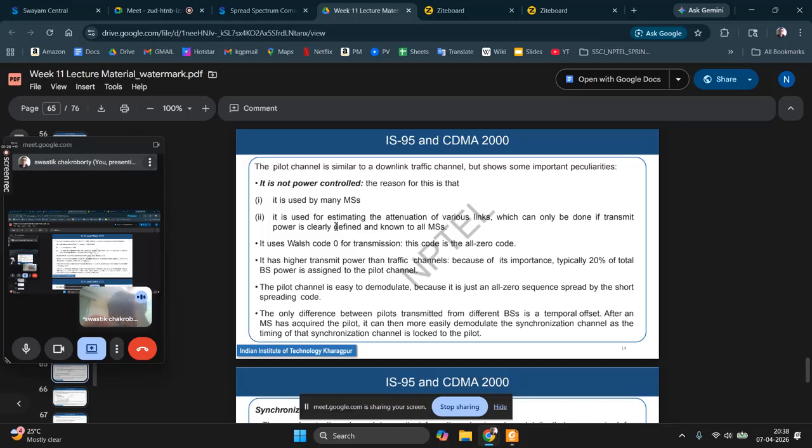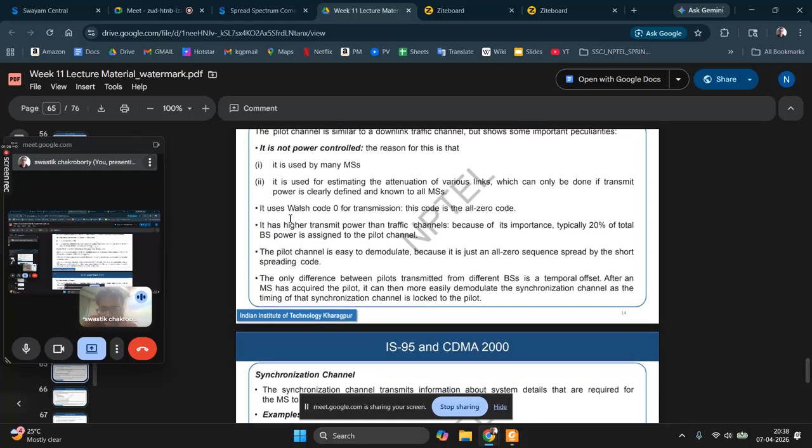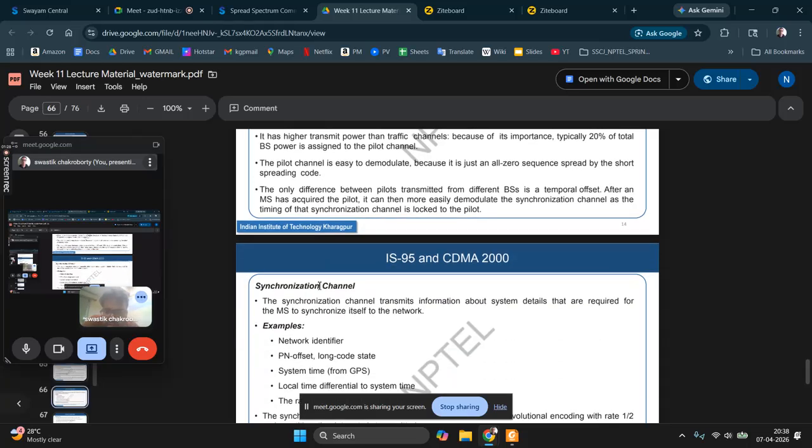which will distinguish it from traffic channels. It is not power controlled. It uses Walsh code 0 for transmission, and it has no spreading. It has higher transmit power than traffic channels. Because of its importance, typically 20% of the total BS power is assigned to the pilot channel, and the pilot channel is easy to demodulate because it is an all zero sequence spread by the short spreading code.